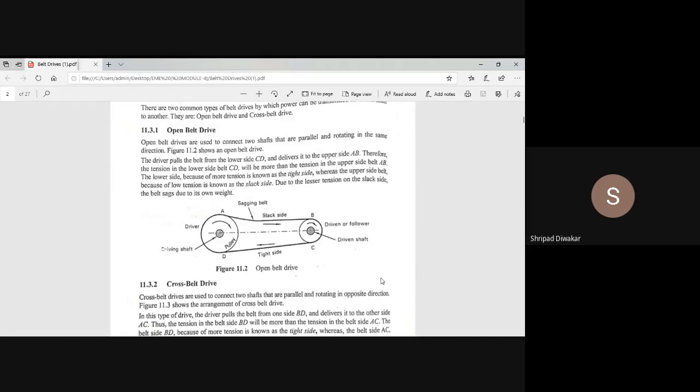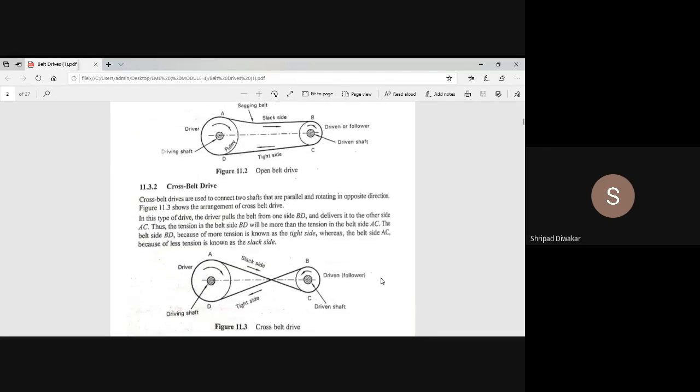In the second category, the cross belt drive, see the diagram and observe the difference between the first diagram and the second diagram. Here, once again we have two pulleys, a driver pulley and a driven pulley, and once again we have two sides. Here the belt is in cross mode, so it is in cross section. You see, in the first we have no cross section at all. That's why it is called an open belt, and this is called the cross belt drive. In this type of belt drive, the driver pulls the belt from side BD.